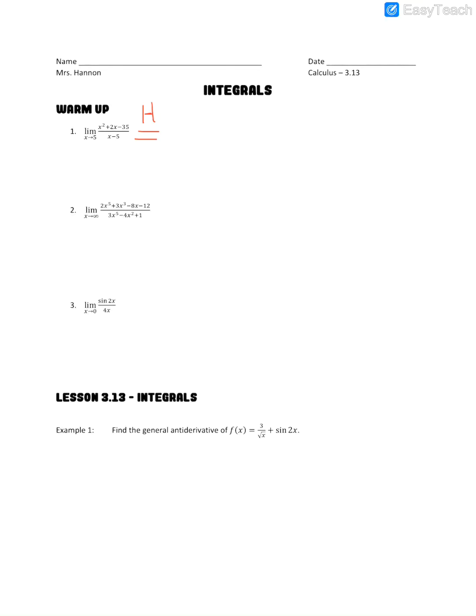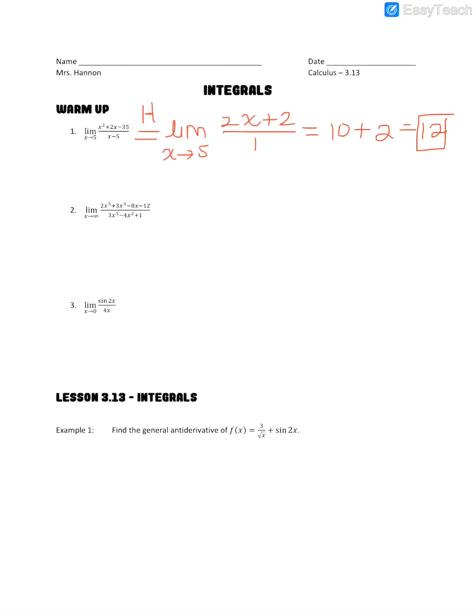So my limit as x approaches 5, and then I'm going to do my derivative of the top, 2x plus 2. Derivative of the bottom is 1. Plug in the 5. 10 plus 2 equals 12. And if you factored, it works out the same.